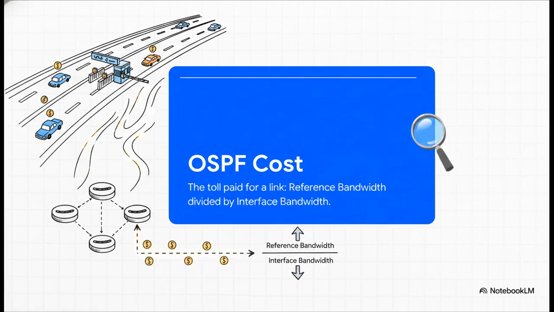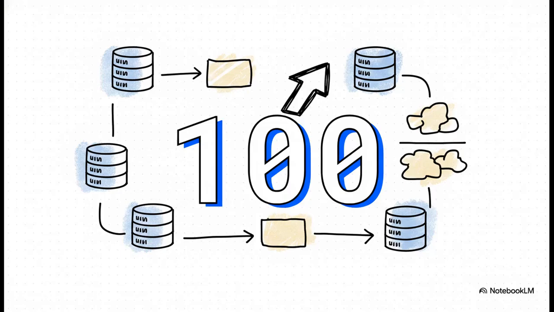And here's the thing about routers. They are highly frugal. They will always try to pay the lowest possible total toll to reach their destination. The math to determine the toll on any given road is a super strict formula. You just take the reference bandwidth and divide it by the actual interface bandwidth. And the default reference bandwidth number that anchors all of our toll calculations? It is exactly 100. That stands for 100 megabits per second.